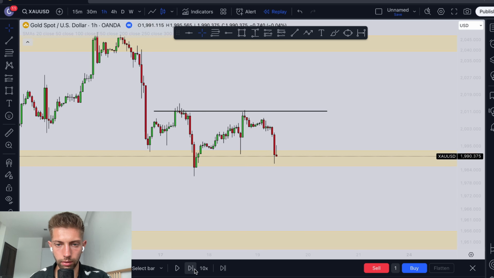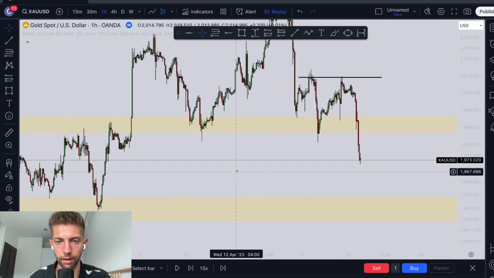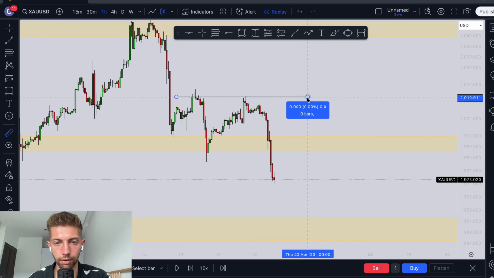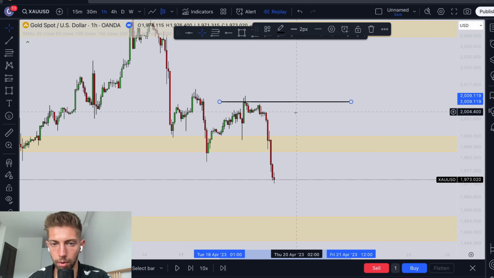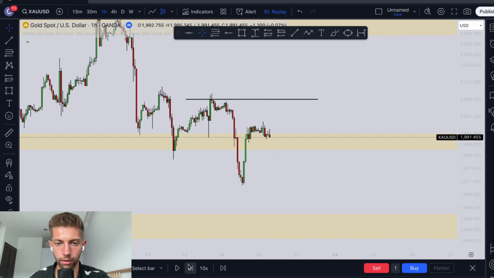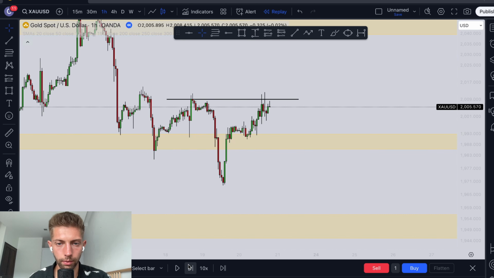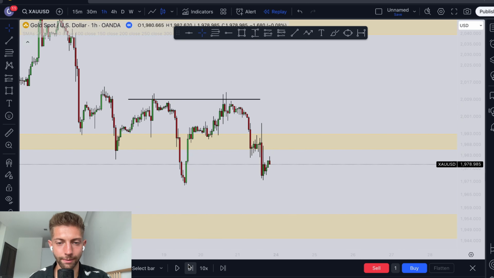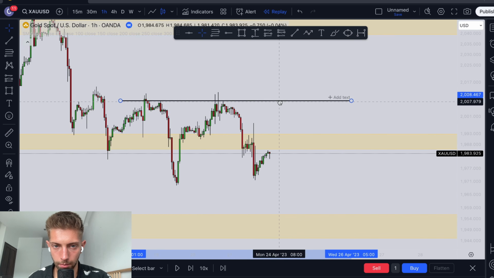Okay, we don't break the structure yet. We break structure to the downside on lower time frames, which is interesting. But I know on the higher time frames I'm still bullish, so I'm not looking to sell. I will be looking to buy once we break this structure point. Okay, we broke above the zone, which is a good sign for bulls, and we didn't get the structure break yet, so we're still waiting. Right now I want to see a break above this one.